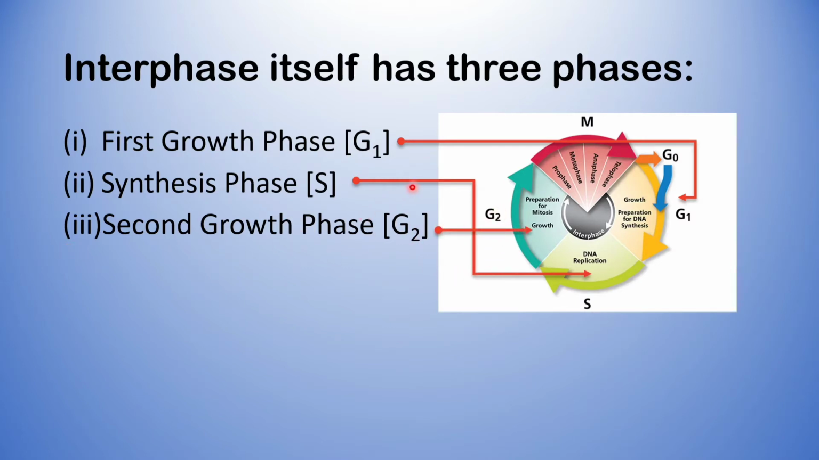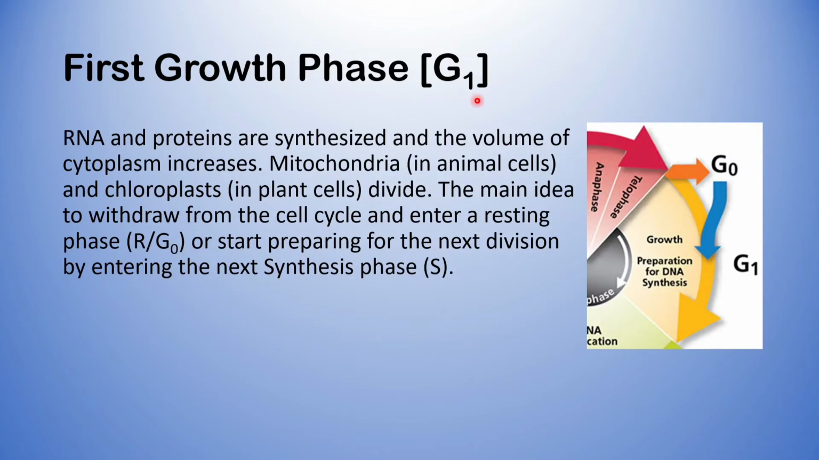Okay, so this is the first growth phase. This is called the synthesis phase, and the second growth phase is G2 here. Okay, so next, move to the next topic. First growth phase, G1: the RNA and the proteins are synthesized and the volume of cytoplasm increases.